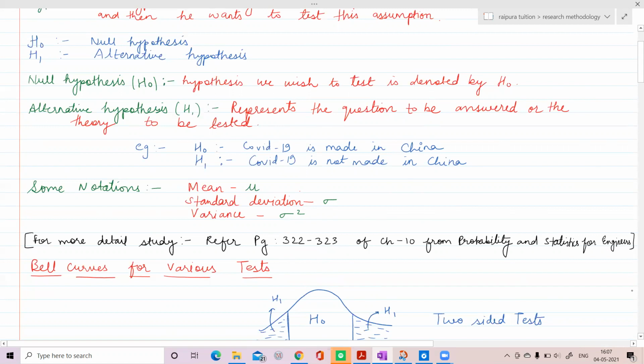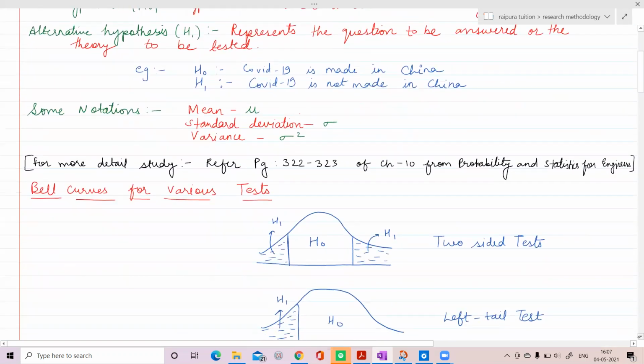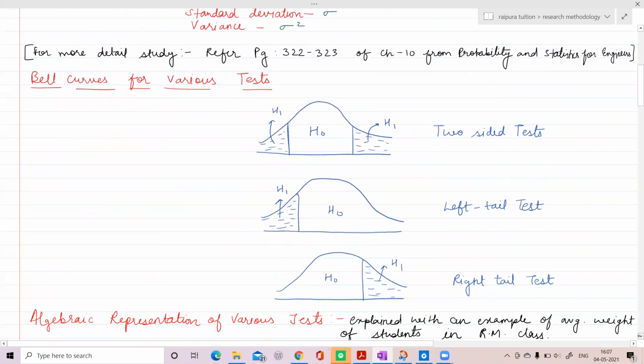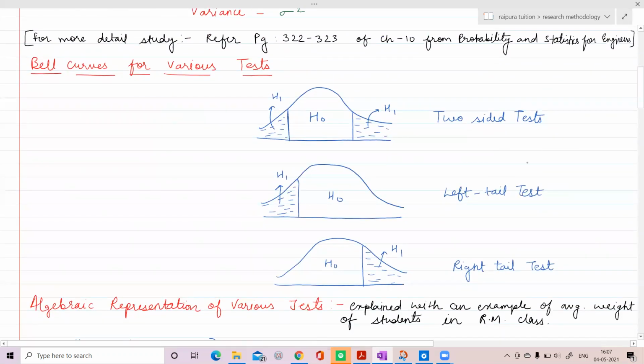Basically, these are just the notes of the class, so I haven't included all these things in the notes. Now he told how we can represent various types of tests using the bell curve. So this type of curve represents two-sided test. This one is for left tail test and this one is the right tail test.